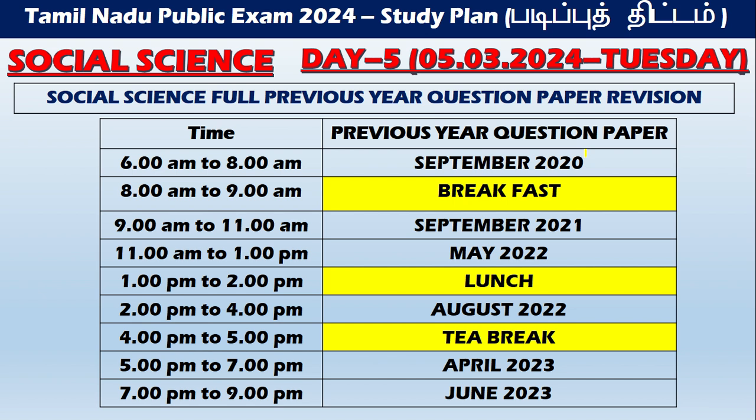4 p.m. to 5 p.m. is a tea break. 5 p.m. to 7 p.m. is April 23. 7 p.m. to 9 p.m. is June 2023. Yes, sir, I have given only 2 hours. For practice purposes it is better to write it in 2 hours instead of wasting 1 more hour. So it is better to use these 2 hours to write fast. That will be very useful while writing the public examination, my dear children.